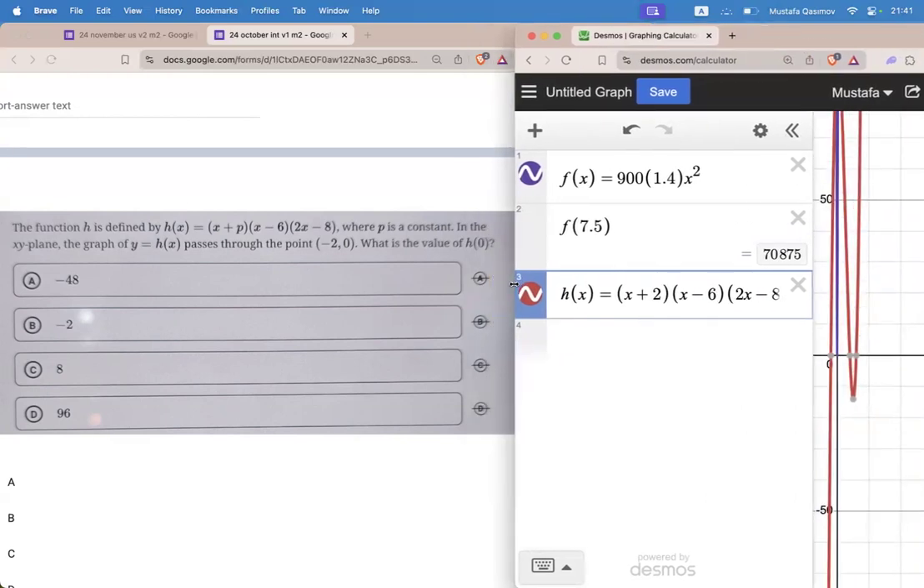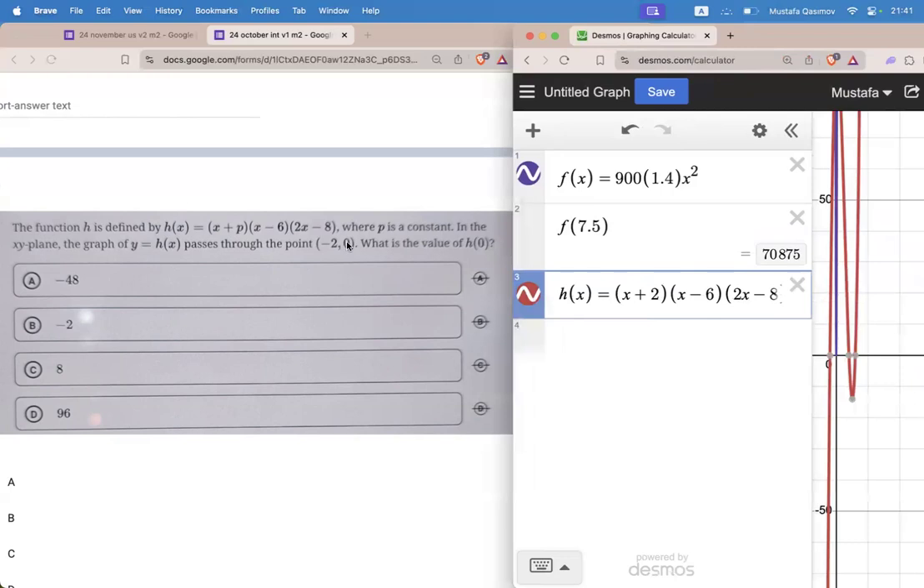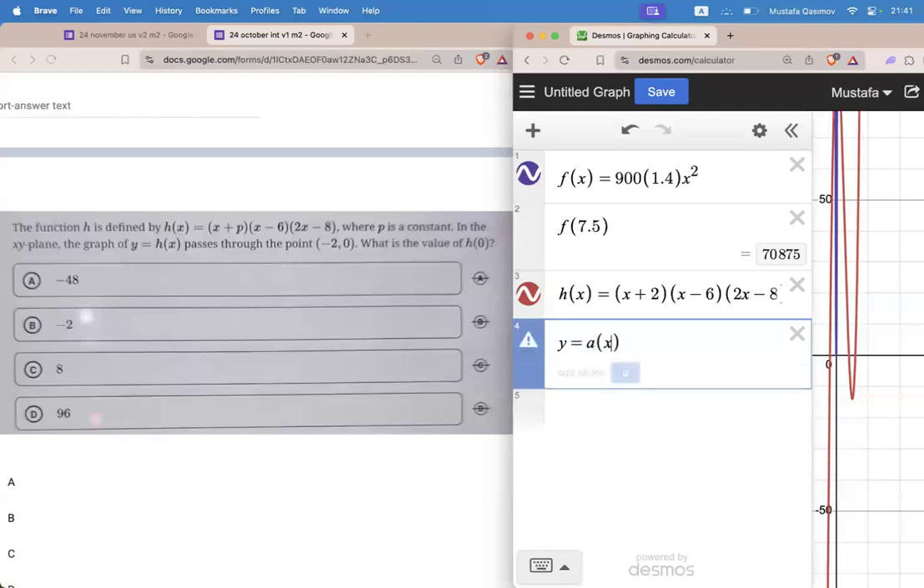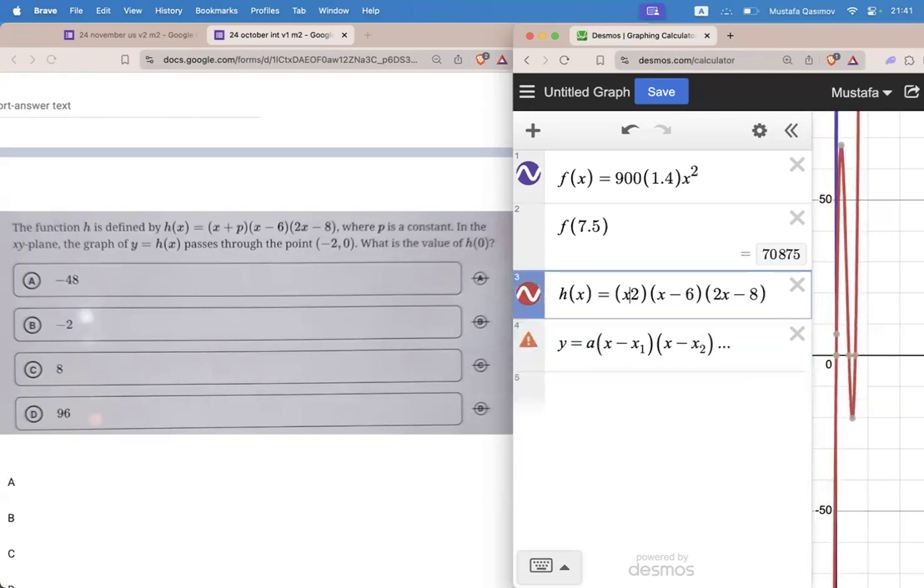Because it is the x-intercept, right? y is equal to 0. It says -2. It is the x-intercept, right? So we have the x-intercept form like this: a multiplied by x minus x1, x minus x2, and so on. So that's why we have to subtract it from x. That means x minus -2. It has to be like this.